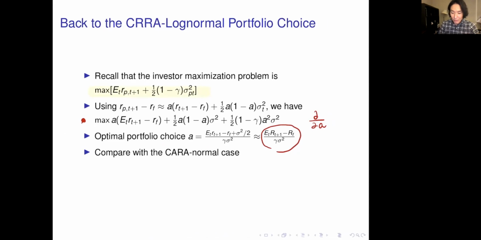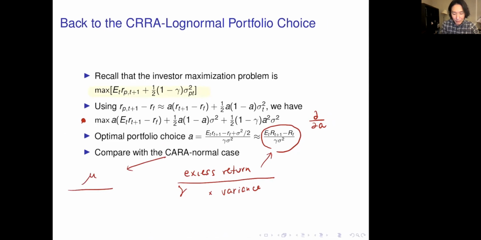Now, if you look at this equation, what do you get? 분자가 뭐죠? 분자는 excess return. Excess return is the numerator. 그리고 분모는 A times gamma. 그게 이거고요. CRRA 케이스에서 어떻게 됐어요? Remember? Mu over A times sigma squared. You see the similarity? They are basically the same.